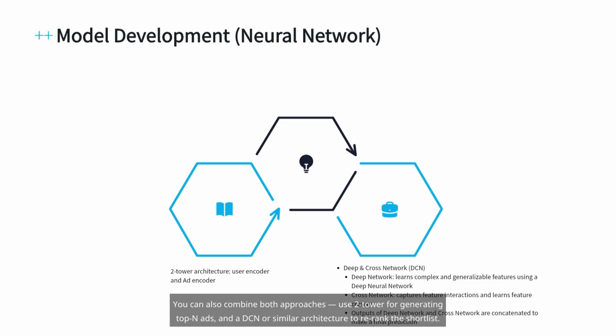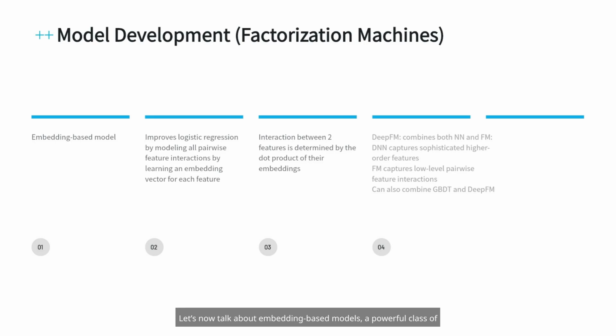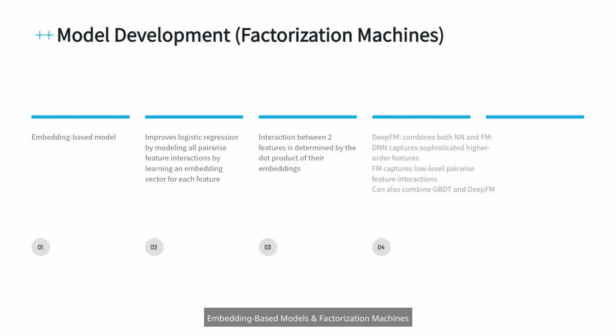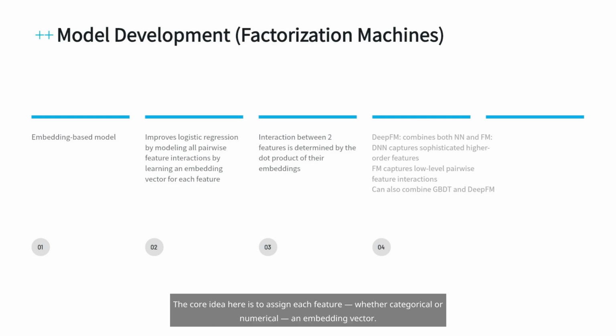You can also combine both approaches. Use two-tower for generating top-N ads, and a DCN or similar architecture to re-rank the shortlist. Let's now talk about embedding-based models, a powerful class of models that improve over traditional methods like logistic regression by effectively capturing feature interactions. Embedding-based models and factorization machines. The core idea here is to assign each feature, whether categorical or numerical, an embedding vector. Then, instead of using raw feature combinations, we compute the dot product between embedding vectors of each pair of features.